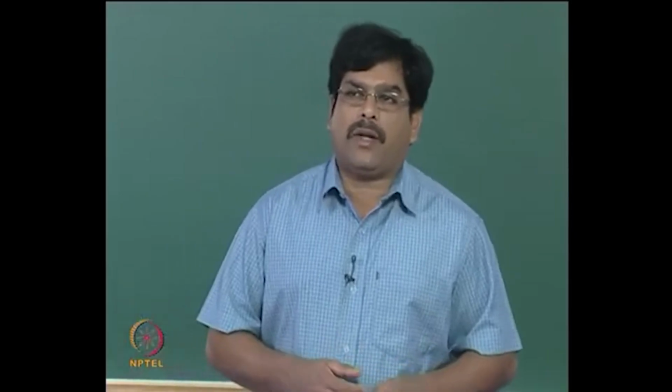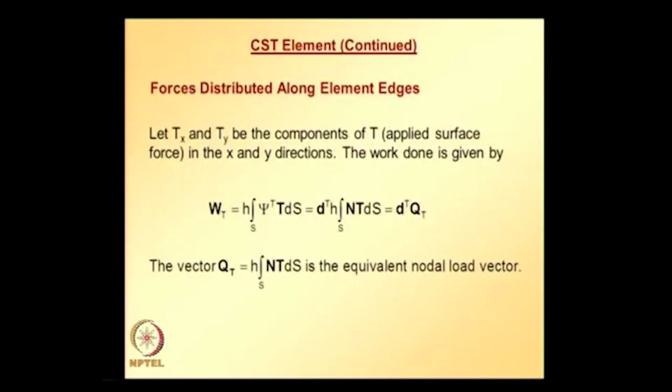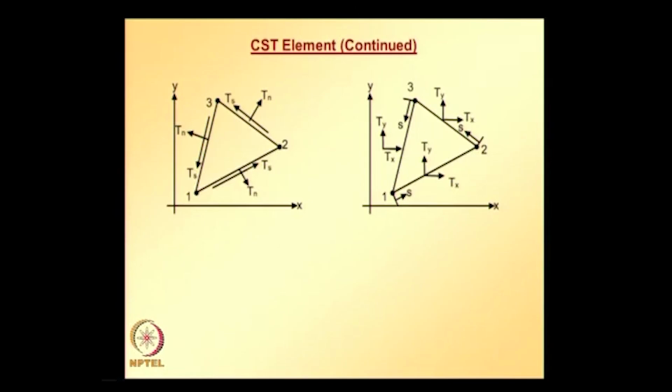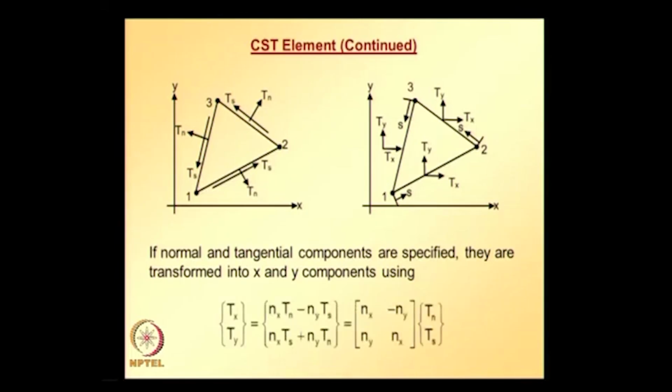But as we discussed, normally when we prescribe surface traction, instead of Tx and Ty, it is easy to find the normal and tangential components of traction. So, if the normal and tangential components are specified, then we can get Tx and Ty based on the direction cosines of the outer normal for that particular edge.